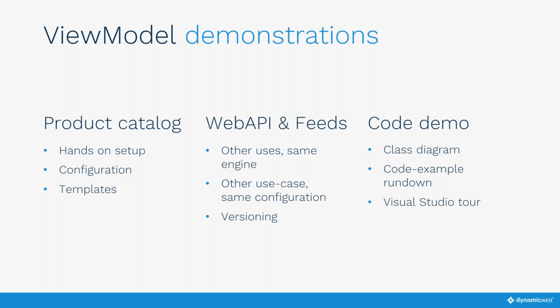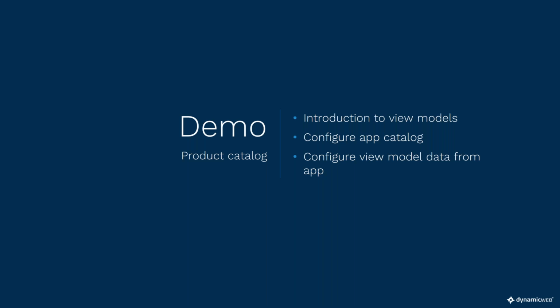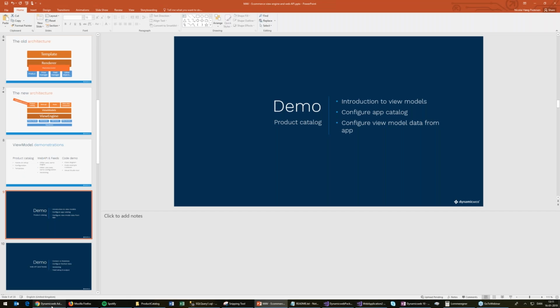Then I'm going to show you the web API and some JSON feeds, and in the end I'll show you a bit of code, how you can make your own uses of the view engine and the view models and return them in your own code. So let's first take a look at the product catalog app.